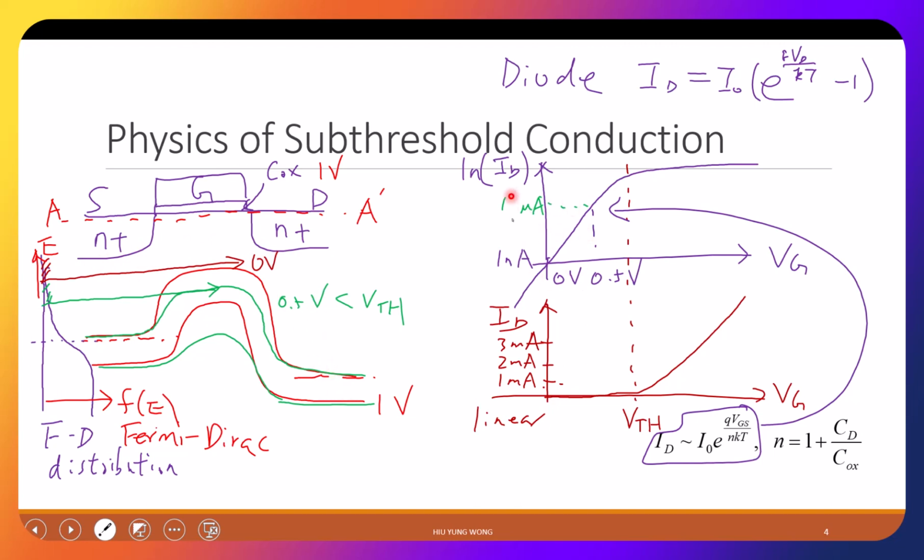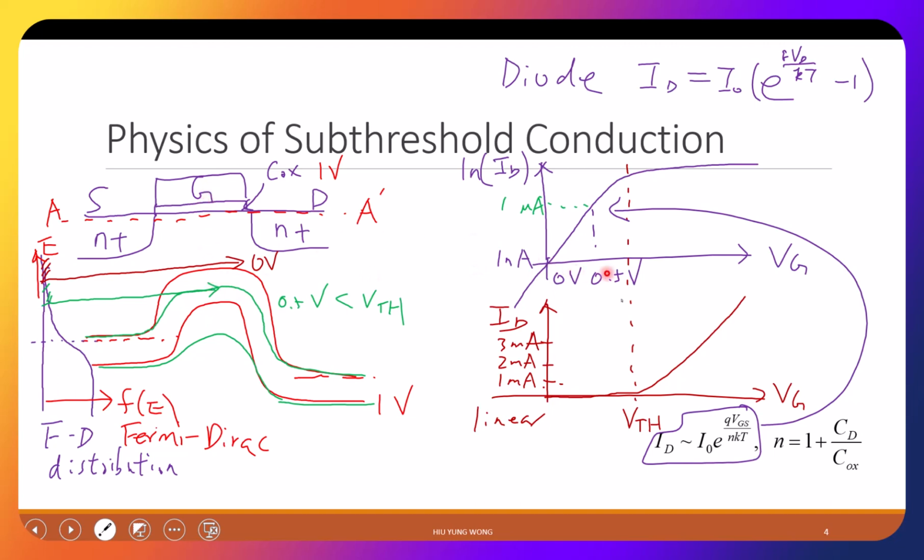And that's why when I plot this ID-VG curve, I start with 1 nanoampere. I put it on a log scale. So this is 1 nanoampere, and then maybe 1 microampere, and then 1 milliampere with equal spacing. So when the gate voltage is 0 volts, only a very small number of electrons go through, so I have a small amount of current.